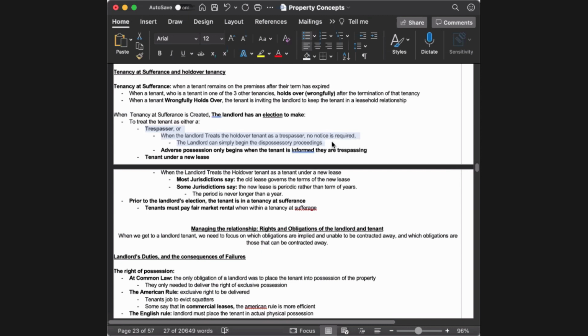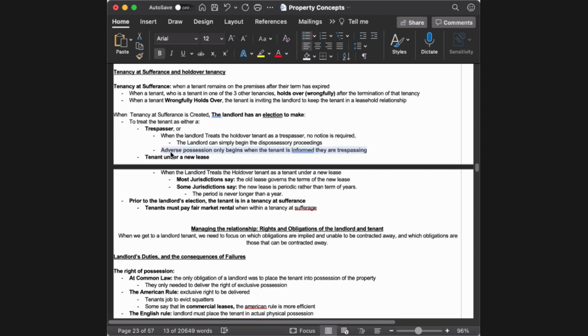So you can go to court, do everything that you need to do. Once you're given the right, you can begin moving on that. You can bring the sheriff in on it. Adverse possession only begins when the tenant is informed they are trespassing.